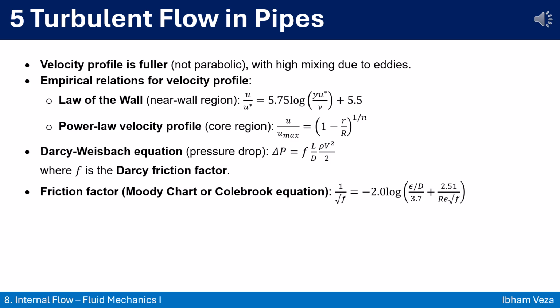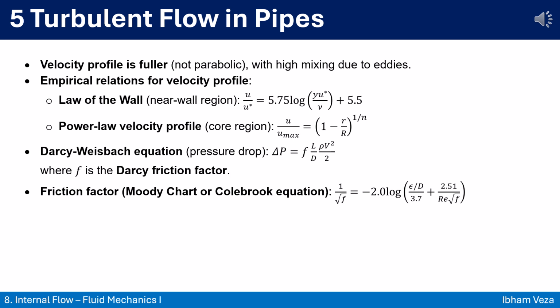In the core of the pipe, the flow follows a power law profile. The velocity at any point is a function of the radius given by u divided by u max equals 1 minus r divided by R, to the power of 1 divided by n, where n varies depending on the Reynolds number. To calculate pressure drop, we turn to the Darcy-Weisbach equation.